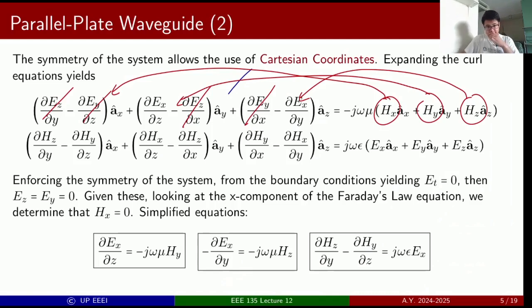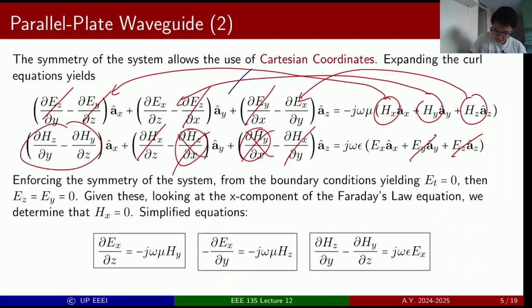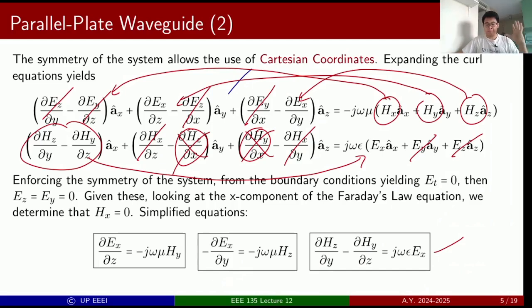So you get two equations from the curl of the electric field. For the curl of the magnetic field, we already know that Hx is 0. So this becomes 0, then this becomes 0 also, and also Ey and Ez are 0, then this and this wouldn't matter anymore. What will only matter is this equation, the x component, and then you get the third equation right here. So this is the simplified Maxwell's equations for a parallel plate waveguide, right?